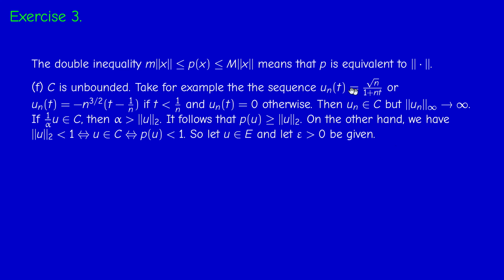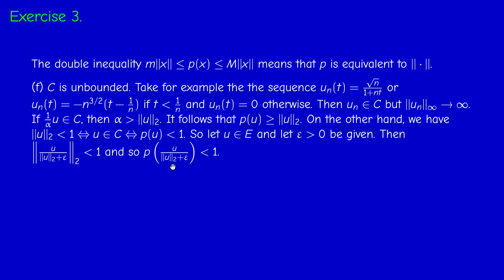Now, to prove the reverse inequality, we use the previous question. Saying that the norm 2 is less than 1 precisely means that u is in C, and this is equivalent to saying that P of u is strictly less than 1 by the lecture. So pick an element u, a continuous function, and a positive number epsilon. What is the norm of this function? This is a constant here, so we can put it outside. So we get norm 2 of u over norm 2 of u plus epsilon. So it's less than 1. So this function belongs to C, so its image under P is less than 1.